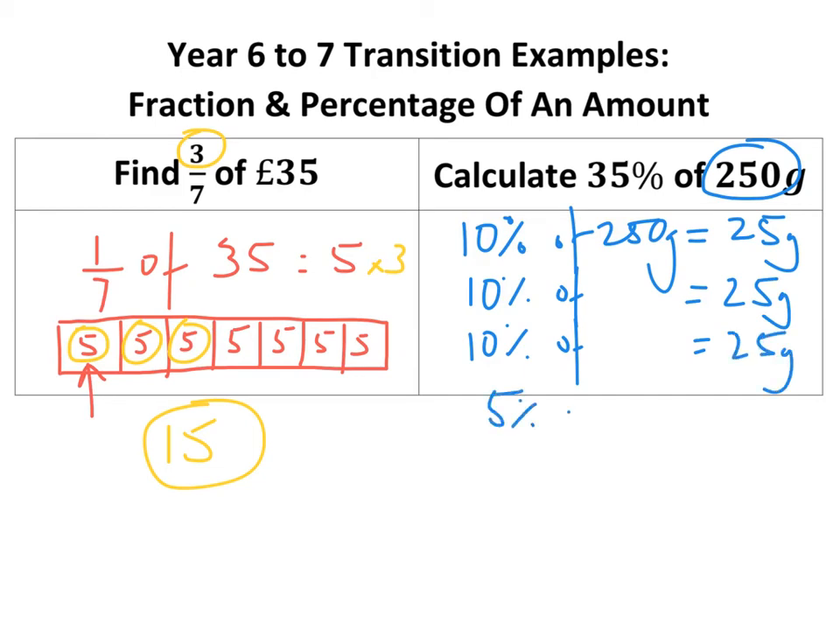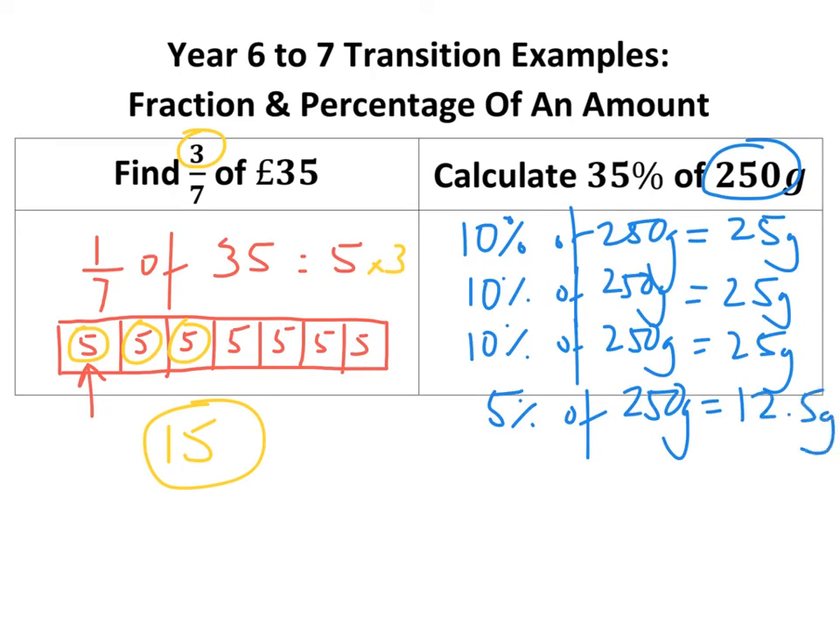Now 5%, I should put 250 there really, shouldn't I? 250, there we go. Now 5% of 250 grams is half of 10%, and so therefore I'm going to get 12.5 grams there. And then I'll just change the colour again. If I add these percentages up, I end up with 35%, which is what I want there.